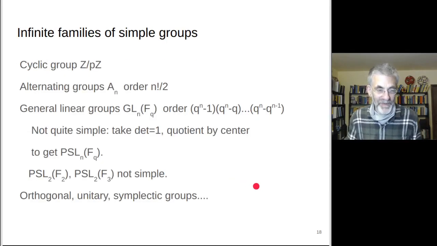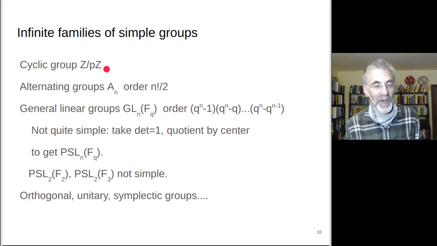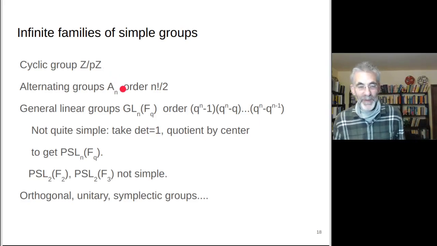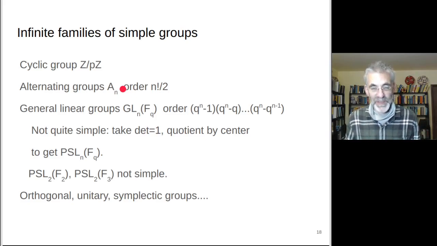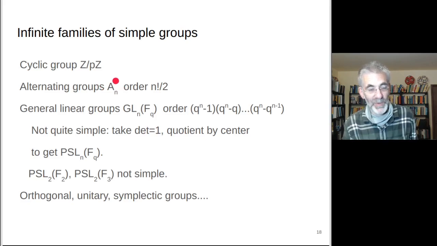So what do the infinite families of simple groups look like? Well, we've had one of them, the cyclic groups of prime order. The next simplest infinite family of simple groups are the so-called alternating groups. These are subgroups of the symmetric group. So the symmetric group on n points is just the group of all symmetries of n objects. You're allowed to permute them, and as you know, there are n factorial ways of doing that, so the symmetric group is of order n factorial. The symmetric group isn't quite simple, but it's got a simple subgroup with half the number of elements called the alternating group.